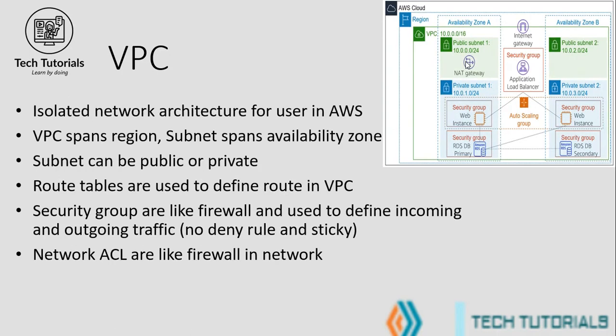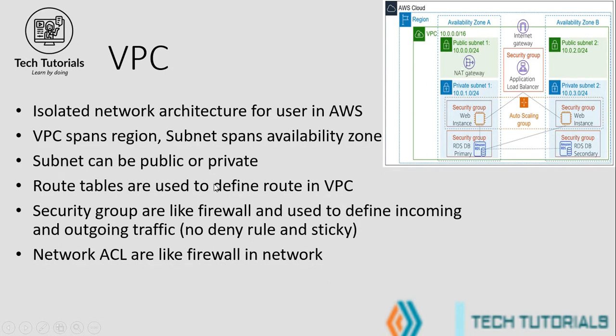Let's go to VPC. VPC is like a network component in an on-premises server. VPC consists of subnets, which can be public subnet or private subnet. If our resources are on a private subnet, then they cannot be accessed from the internet, whereas if our resources are on a public subnet, then they can be accessible from the internet. If we are to access the internet from a public subnet, then we require an internet gateway. And if we require to access the internet from a private subnet, then we require a NAT gateway.